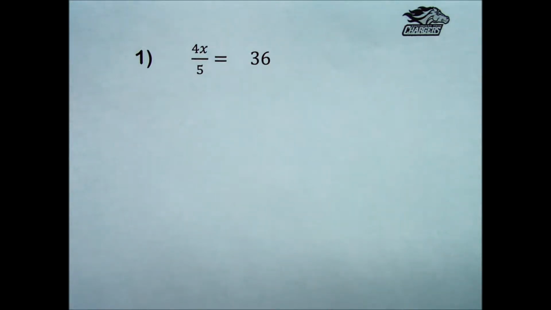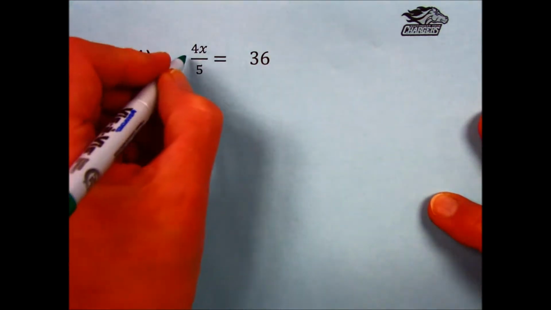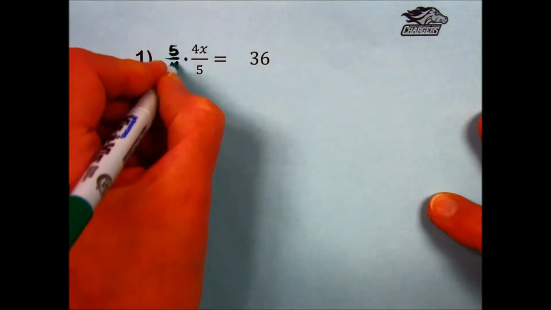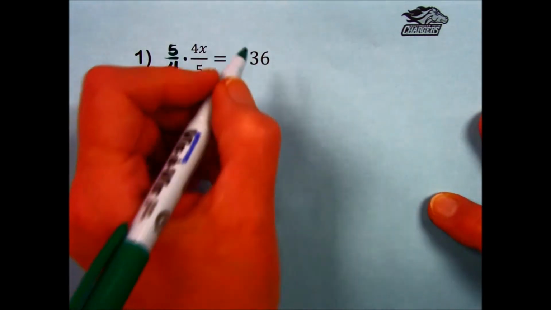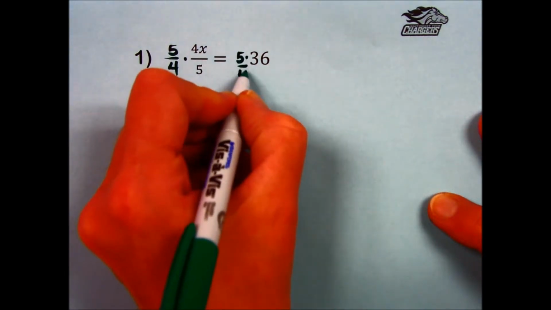The alternative method is to multiply by the reciprocal of the fraction, which, if you recall, the reciprocal is found by inverting or turning the fraction upside down. So to counter a multiplication by 4/5, I'm going to multiply by the reciprocal, which is 5/4. Maintaining equality means I'm going to multiply the right-hand side by 5/4 as well.